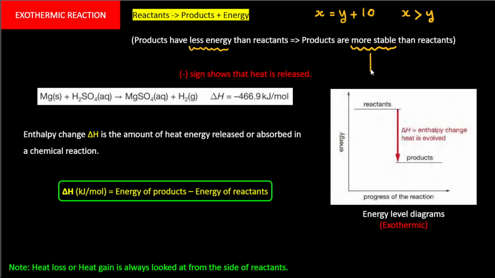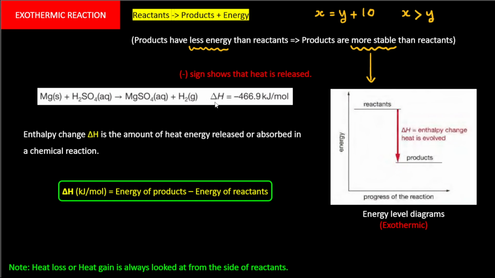Now if we translate it to an energy diagram, it should look like this. In an exothermic reaction, your reactants' energy level would be higher. This is the energy level, so the reactants would be higher and the products would have lower energy. If we write down an equation, this is a simple reaction where a metal reacts with an acid to give a salt and hydrogen.